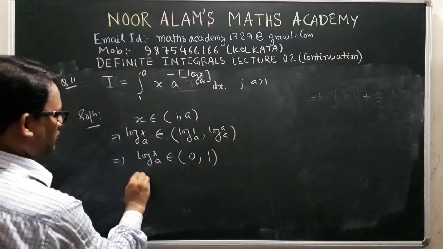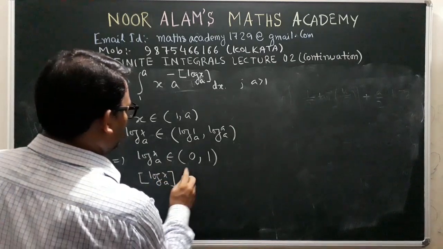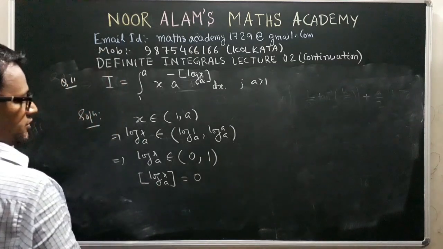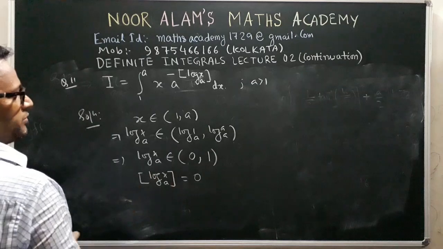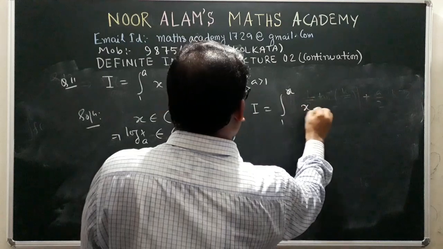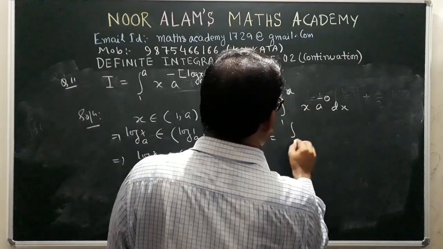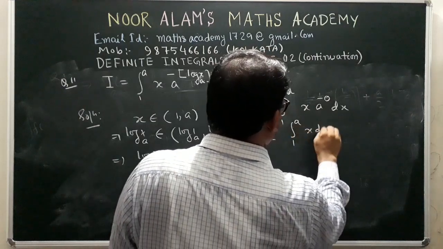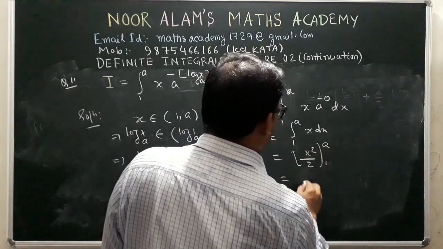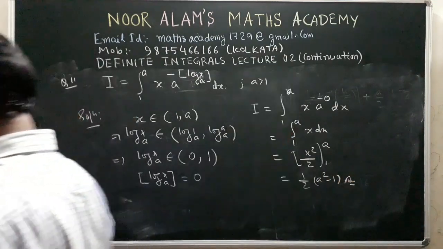So if you want to take its box, what will happen? Log of x base a will be any value lying between 0 to 1. If you take its greatest integer function, it will be 0. Now what is the value? So I becomes integral from 1 to a of x a power 0 dx. So a power 0 is nothing but 1. So integral from 1 to a of x dx. So we can write x square by 2 from 1 to a. So therefore we have 1 by 2 into a square minus 1. So this is the answer for this question.